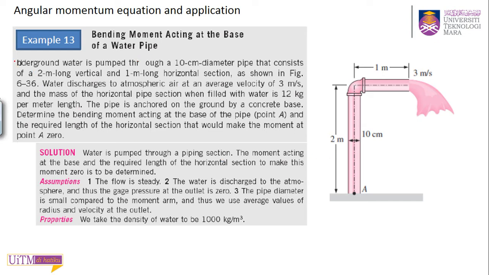So this is underground. Underground water is pumped through a 10 cm diameter pipe. The water is pumped through underground, goes up into this pipe, 10 cm in diameter, that consists of a 2 meter long vertical section and 1 meter horizontal section, as shown in the figure. So the water is discharged to the atmosphere at an average velocity of 3 meter per second. So that's why it says average velocity.